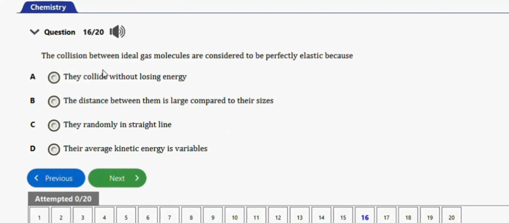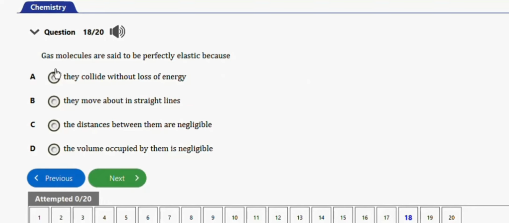The next question will be this one. It says the collision between ideal gas molecules are considered to be perfectly elastic because they collide without losing energy. The distance between them is large compared to their size. They move randomly in straight lines. The average kinetic energy is invariable. So the right option is option A, guys. They collide without losing energy. Alright, next question will be this one.